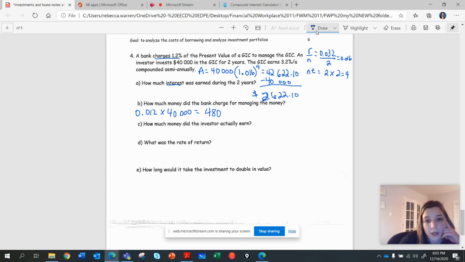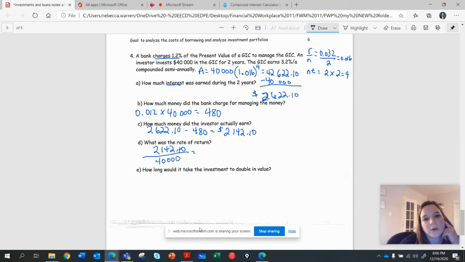What was the return on the investment? That's where we take the interest that was actually earned and we subtract the charges that the bank took. So $2,142.10 is the return on the investment. So then what was the rate of return? Well, we take our return that we just calculated in C and we divide by the original investment.